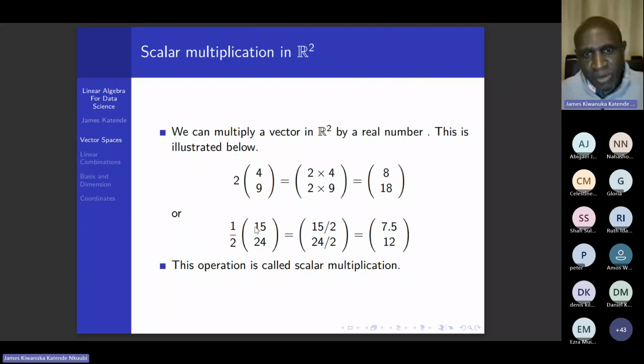Here's the second one where we multiply the vector 15, 24 by a half. That means we multiply every entry in here by a half, and the final answer is 7.5, 12 as our vector. So this second operation is what we call scalar multiplication. We're able to add vectors, and then we're able to multiply them by scalars. What scalar stands for is just a number. Scalar is just a big word for number.